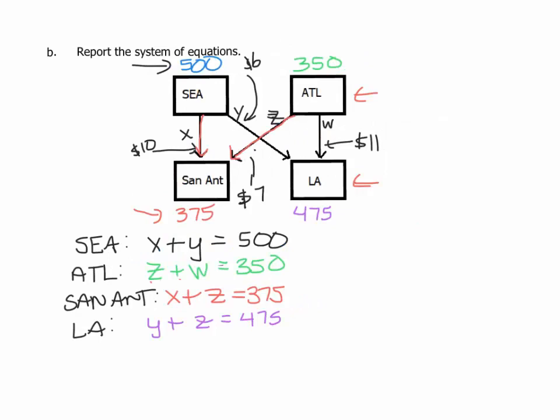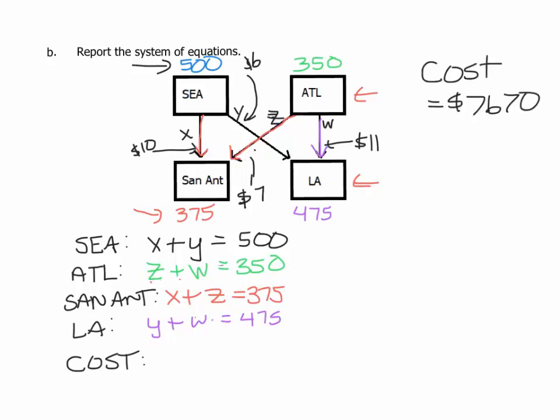Did you get the equation Z plus W equals 350 for Atlanta, and the equation Y plus W, I'm not sure where I got Z, so Y plus W is going to be 475. The last equation that we can build is a cost equation. So they told us exactly what they wanted the costs to be.